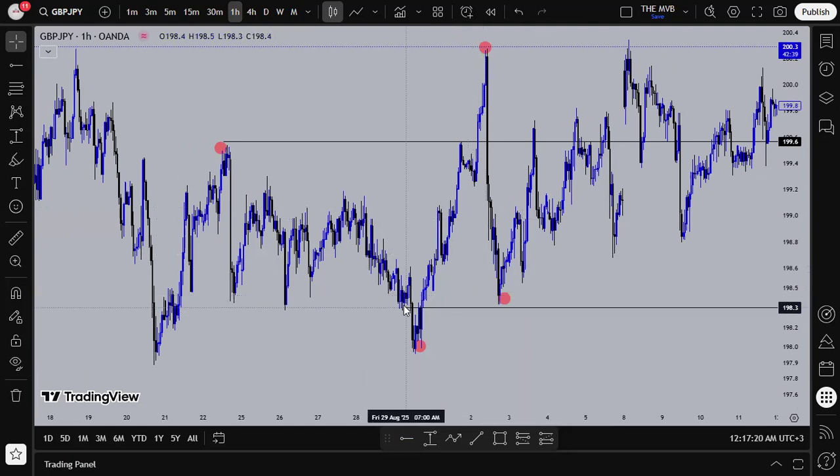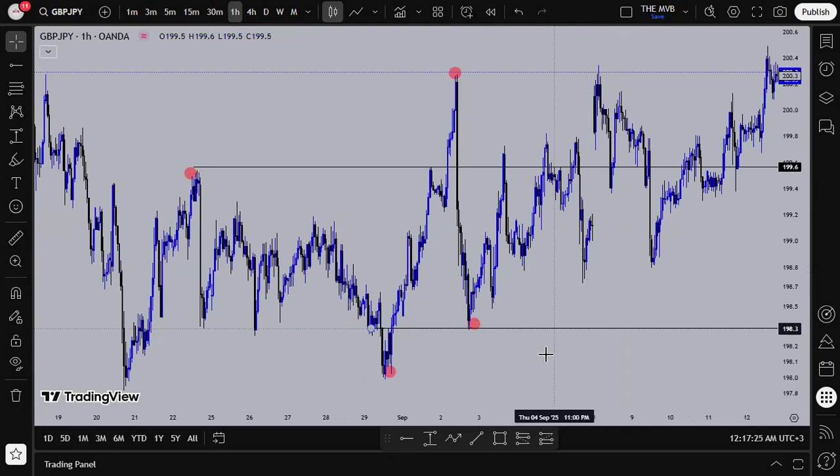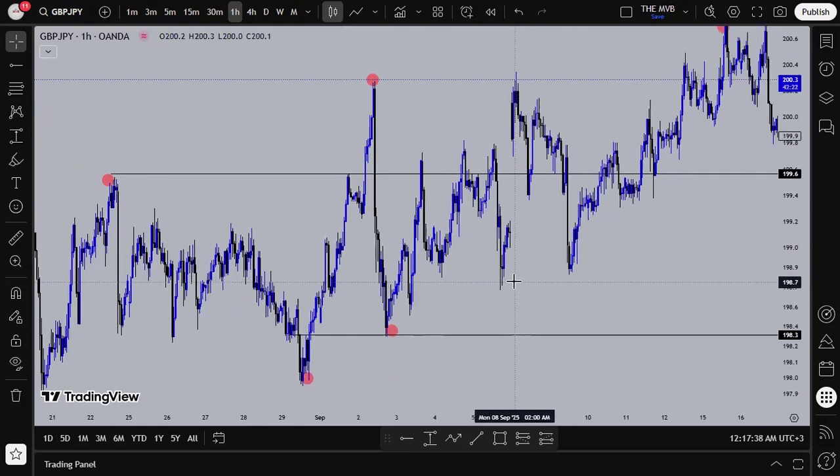Then the price came back to this level here and took that entry right there. So if you placed orders here, you could have been stopped. Why? Because price broke the major structure. Price broke the major.